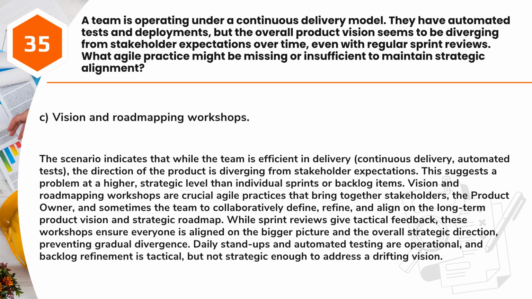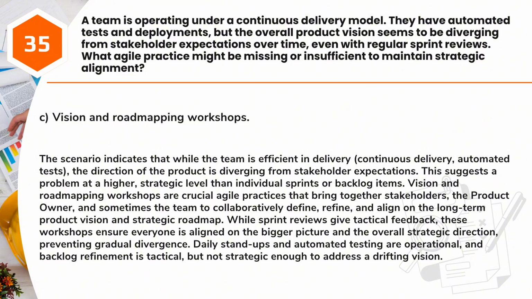Answer: C. Vision and road mapping workshops. The scenario indicates that while the team is efficient in delivery, continuous delivery, automated tests, the direction of the product is diverging from stakeholder expectations. This suggests a problem at a higher, strategic level than individual sprints or backlog items.